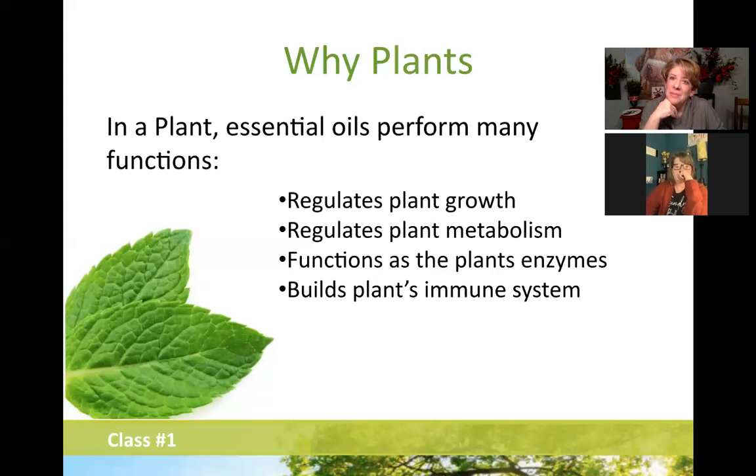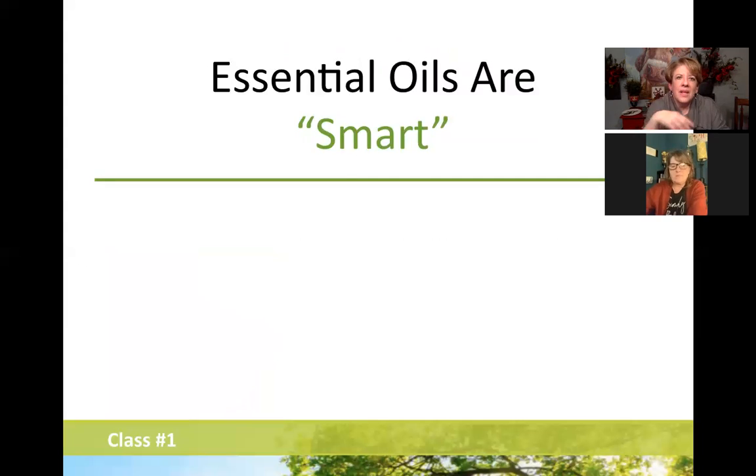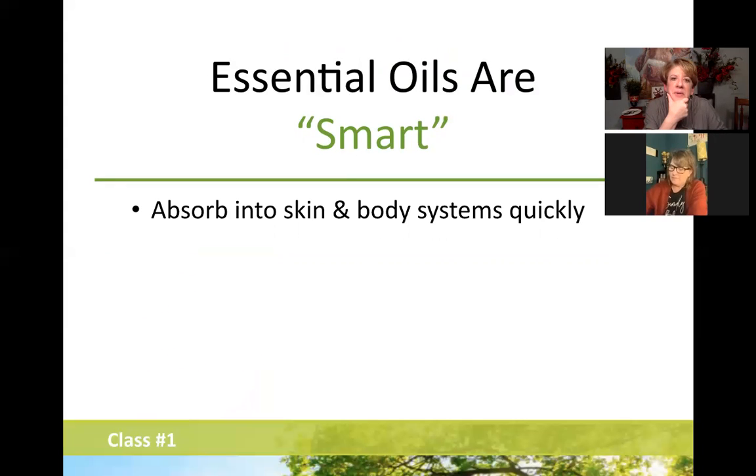Let's think about how that works in the body as well. That's one of the things that I found so fascinating, and what that is, it's called an oleo gum resin. Oleo, that's what my grandmother called margarine. Oleo gum resin. It helps initiate the healing of the plant. There's the spelling for your oleo gum resin. Essential oils are smart. They absorb into the skin and body systems quickly.